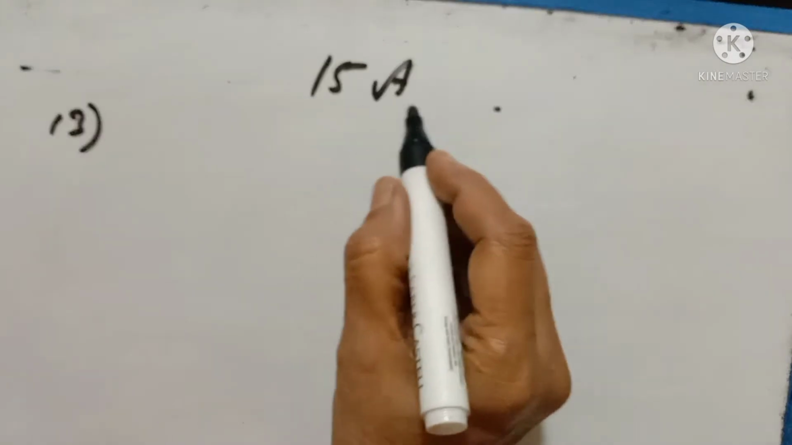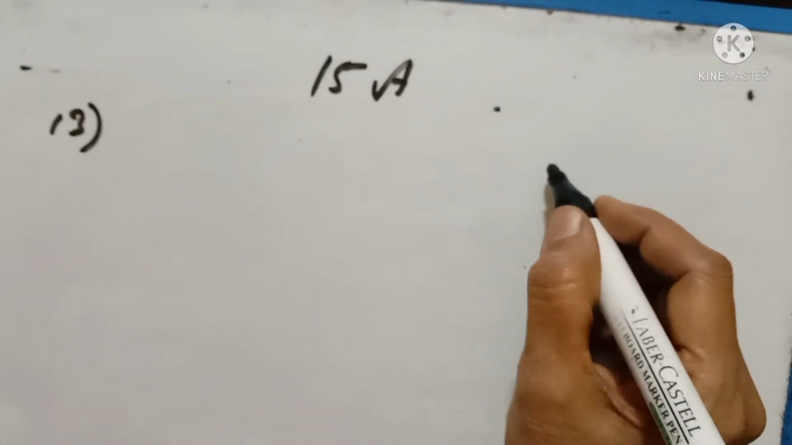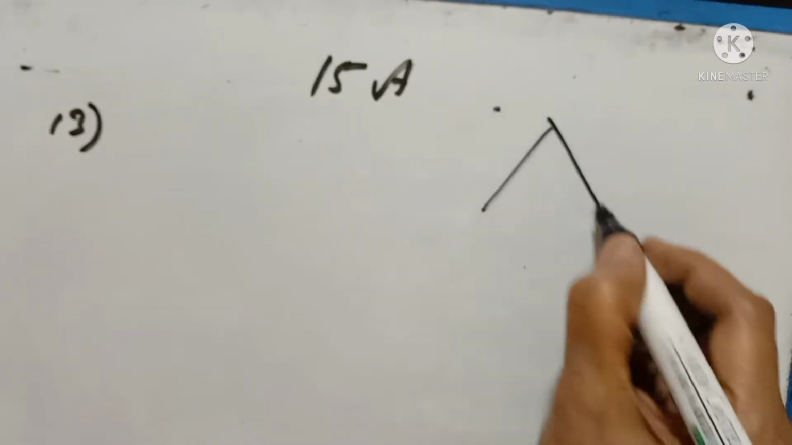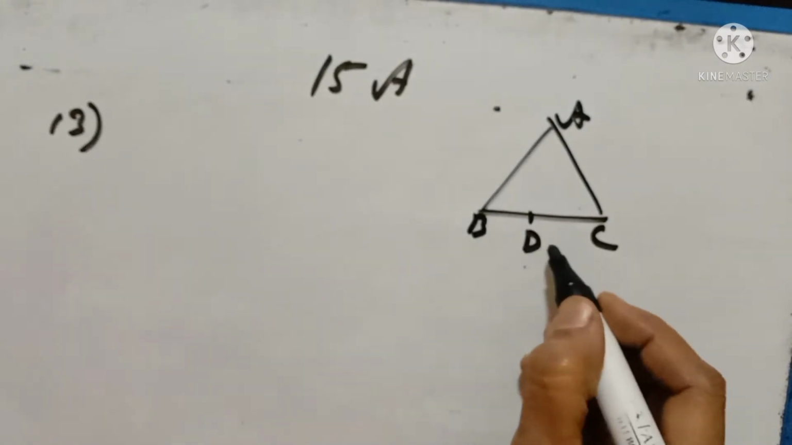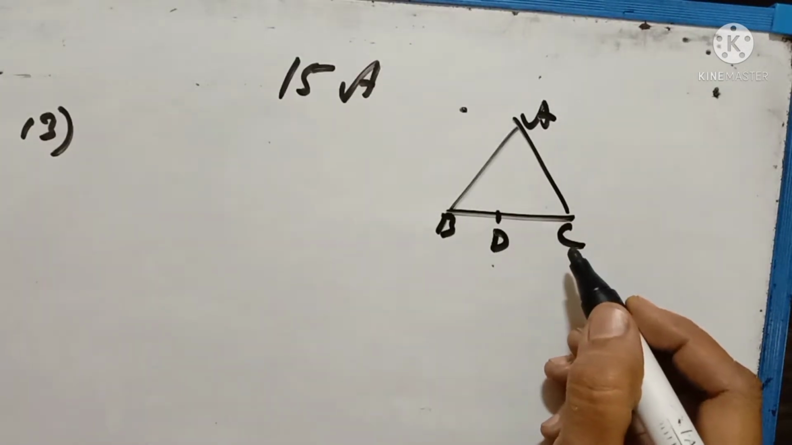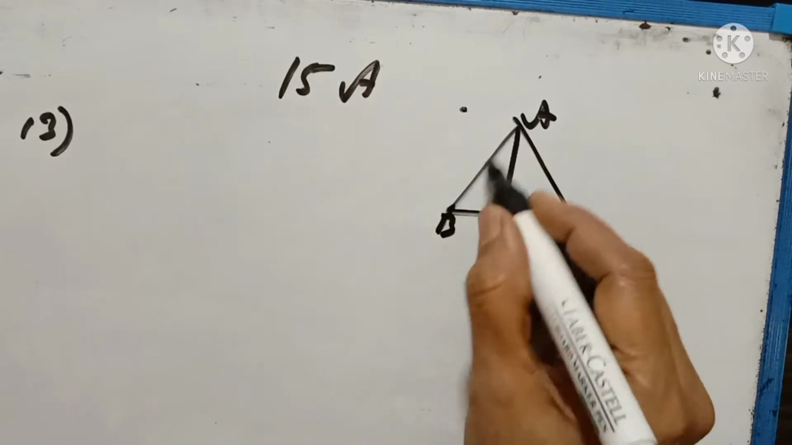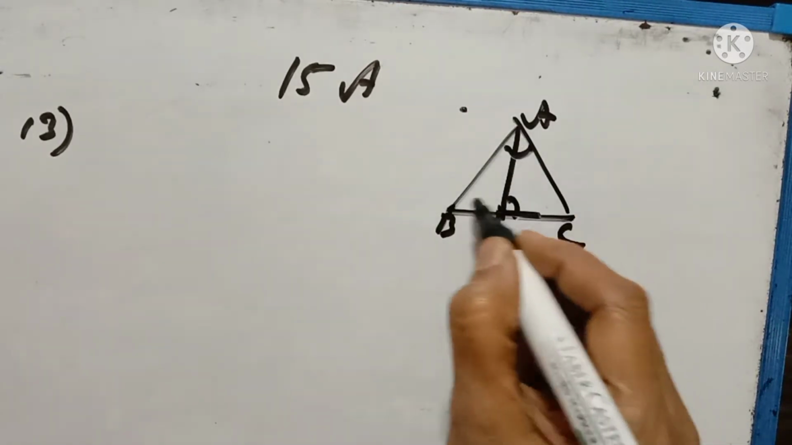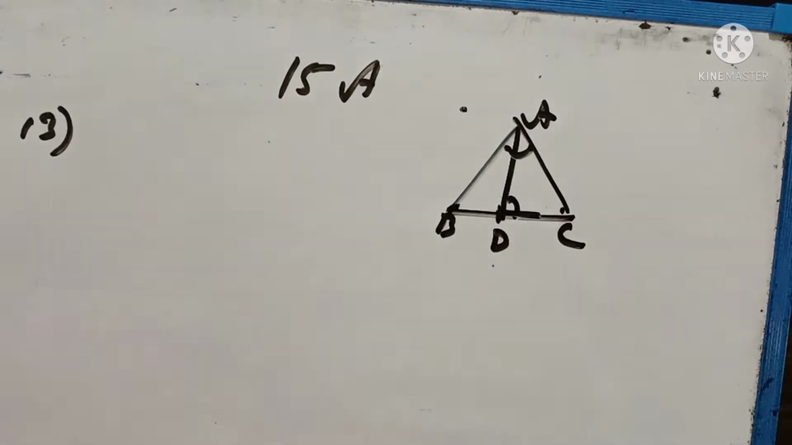Let's go to exercise 15A, 13th problem. D is a point on the side BC of triangle ABC such that angle ADC is equal to angle BAC. This angle is equal to this angle. Prove that CA squared is equal to CB into CD.